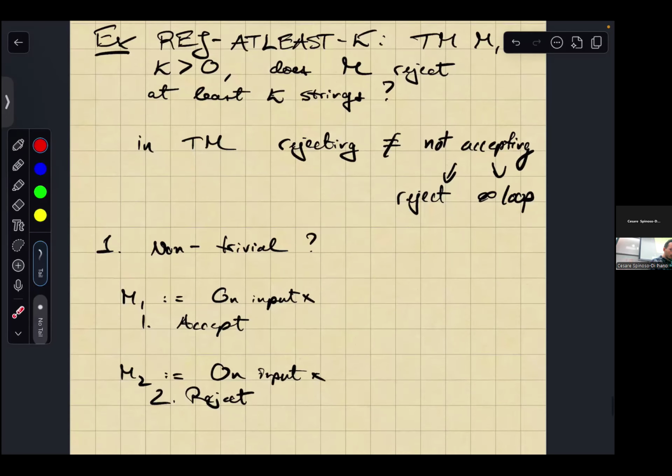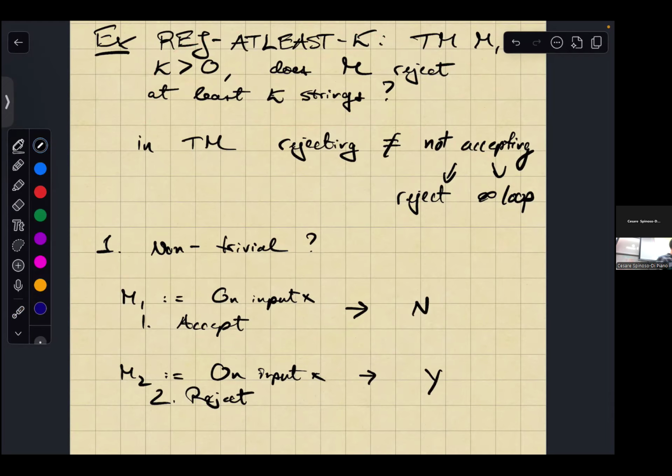Well, then here, M2 rejects everything. So of course, this is going to be true no matter what the K. So then this is a no, right? Whereas here, M1 accepts everything. So it never rejects anything, right? So then this is always false no matter what the K. So then here, oh, sorry, I should have said this is a yes. So here I have a no, right? Nice. So it's not trivial.